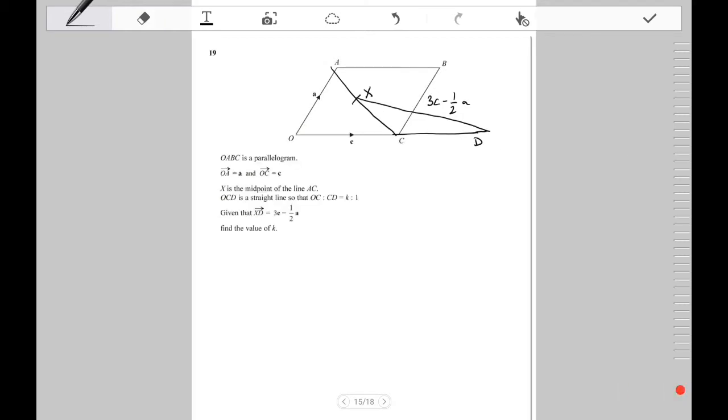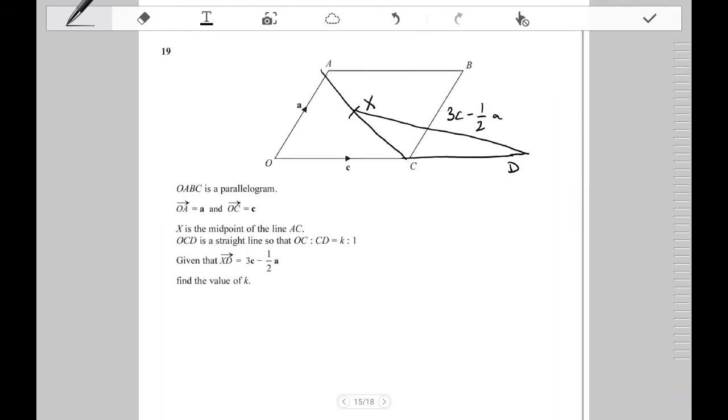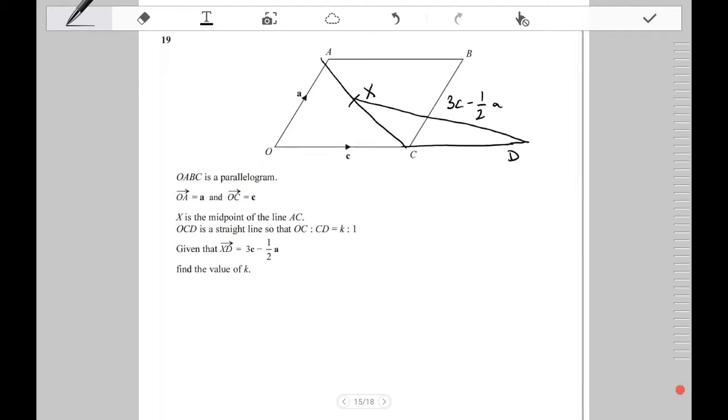Okay, so what we can do is we know OC. We can work out CD because we can take from C to X and then X to D. We know what C to X is and we know what X to D is. That gives us what CD is. We're going to work out what OC is, and so now that we have OC and CD, we can use that ratio and relate it to this ratio here, k to 1. You'll see what I'm talking about.